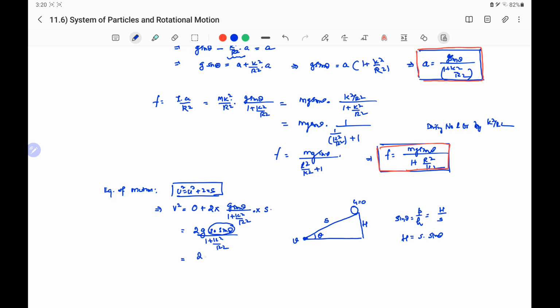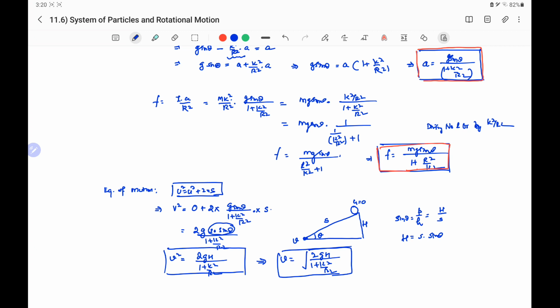So this will be equal to 2gh by 1 plus k square by r square. This formula will be used to calculate the velocity of the body at the ground. So v will be equal to square root of 2gh by 1 plus k square by r square. We have to remember the ratio k square by r square, that is, the square of the radius of gyration and the radius of the rotating body, to solve many of the problems.